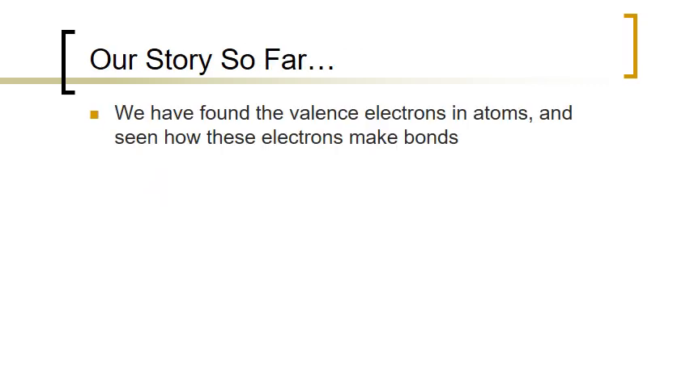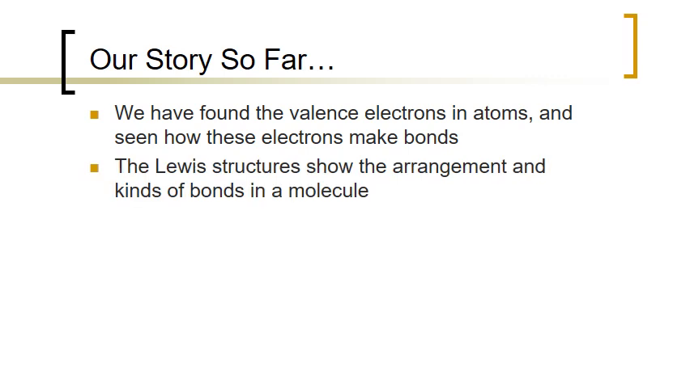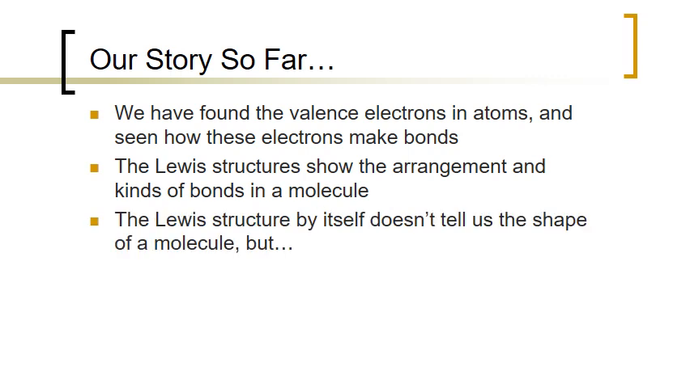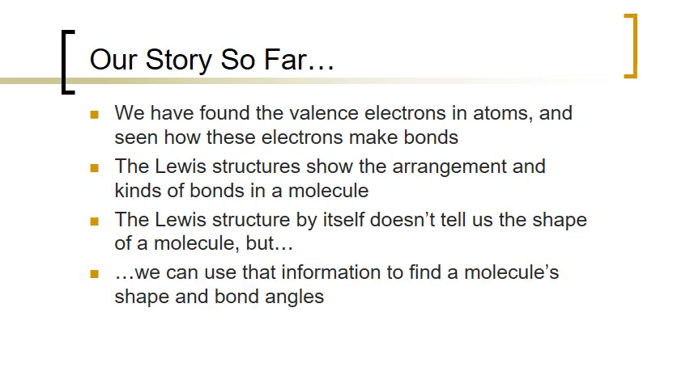So far, we found the valence electrons in atoms, where they are. We've seen how these electrons make bonds, both ionic and covalent bonds. The Lewis structures show us the arrangement and the kind of bonds that exist in a molecule. The Lewis structure by itself doesn't tell us the shape, but we can use the information from the Lewis structure to find a molecule's shape and bond angles.